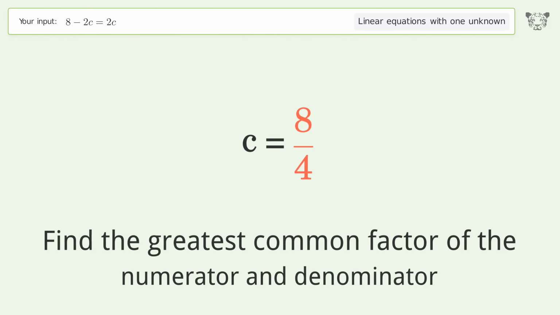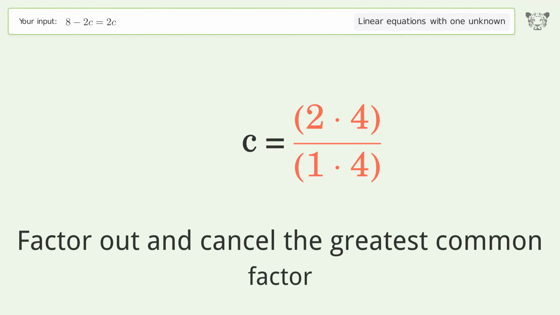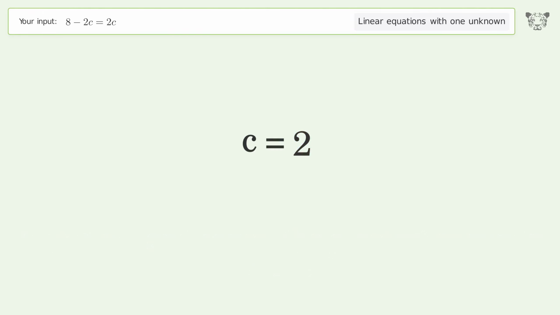Find the greatest common factor of the numerator and denominator. Factor out and cancel the greatest common factor. And so the final result is c equals 2.